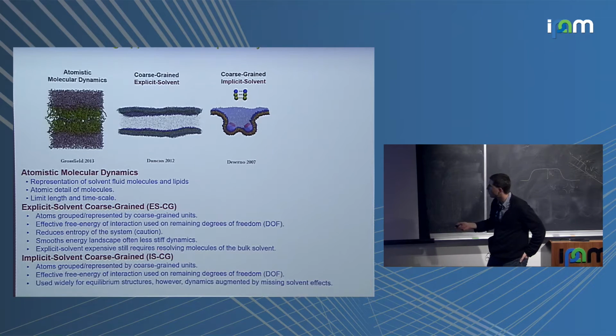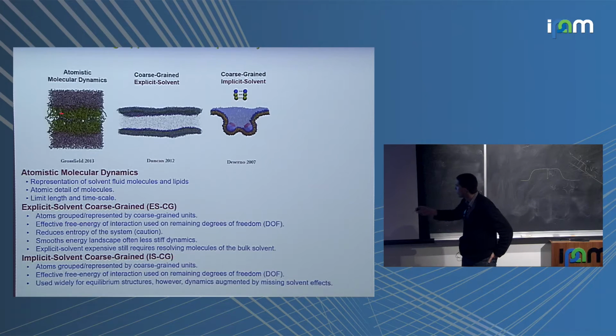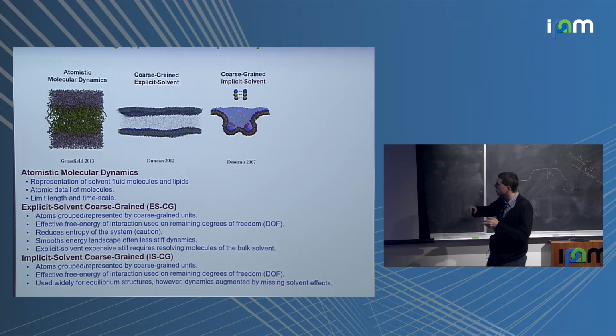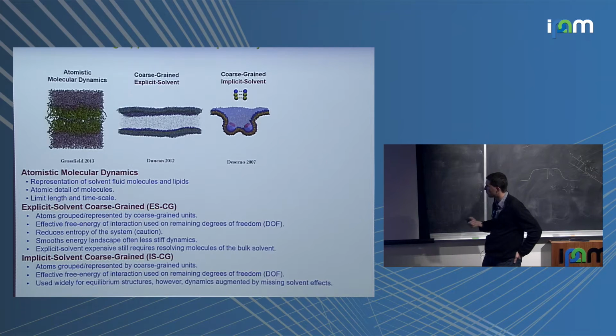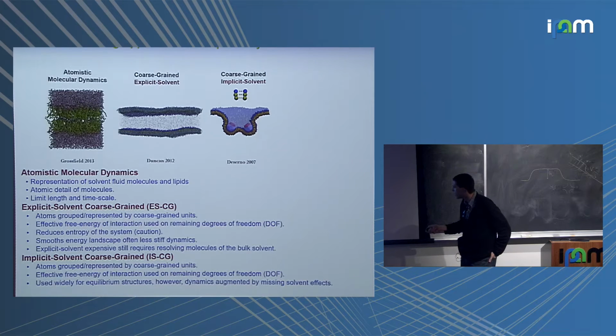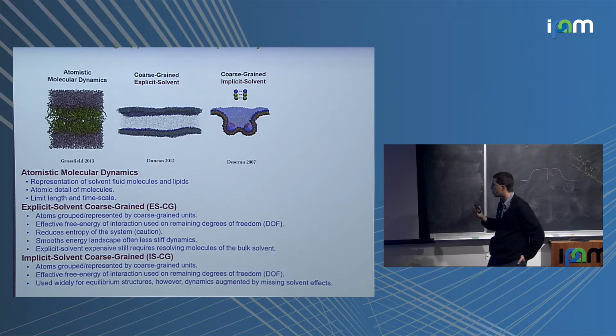But there are some issues, of course. When you remove all those atomic degrees of freedom, you are in some sense smoothing out the free energy landscape, so you have to be a little bit careful about some of the kinetics. You're obviously changing the entropy of the system because you've removed those degrees of freedom. But like I said, it works very well for many equilibrium problems.